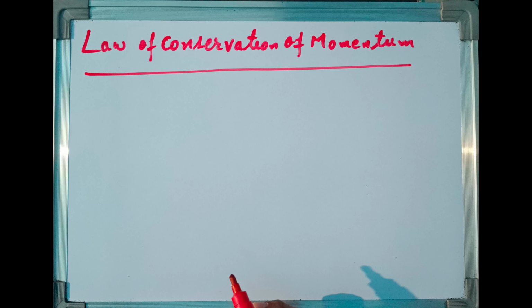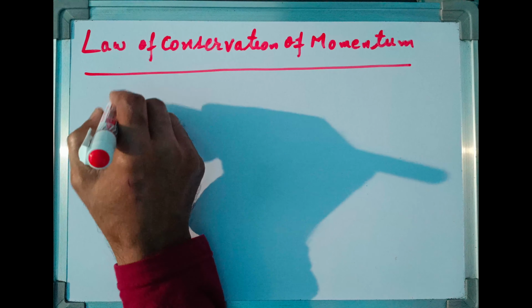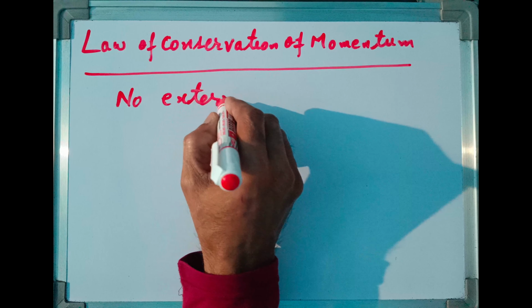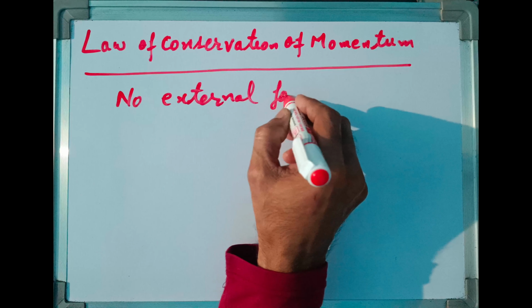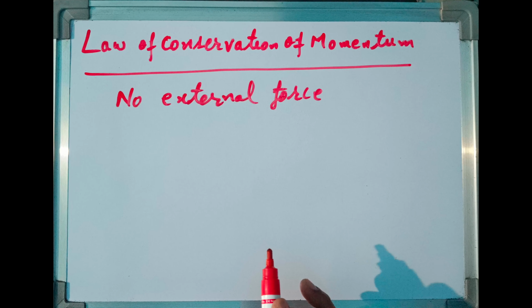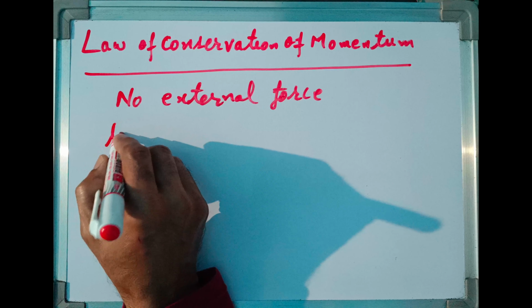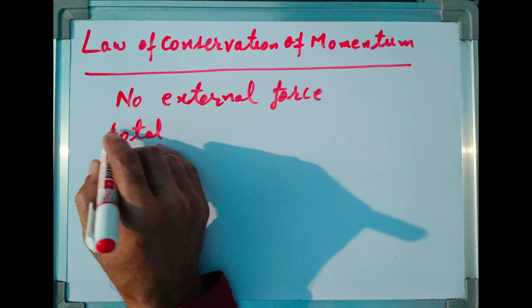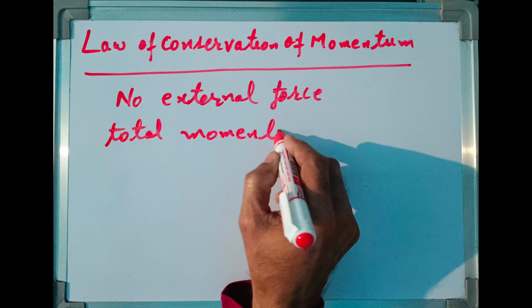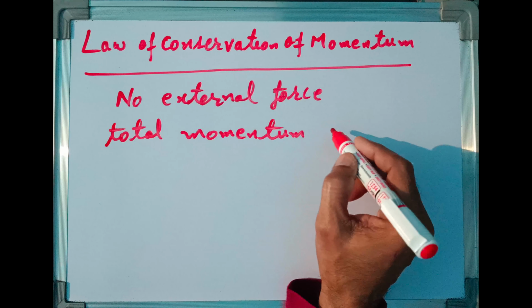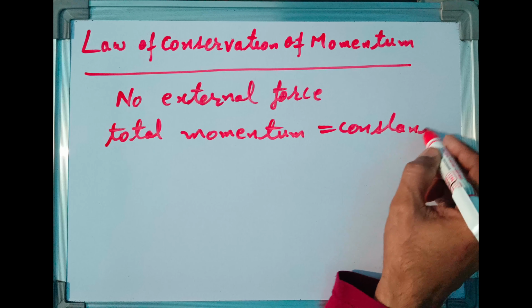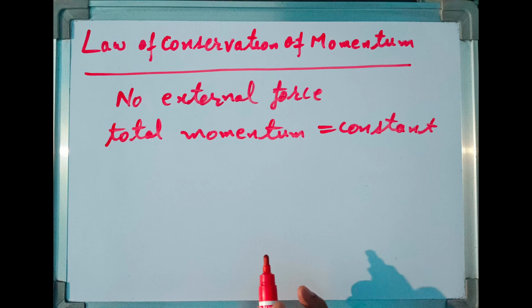According to this law, if no external force acts on a system, no external force, this is a condition, then the total momentum of the system does not change with time. Means total momentum remains constant. So this is called the law of conservation of momentum.